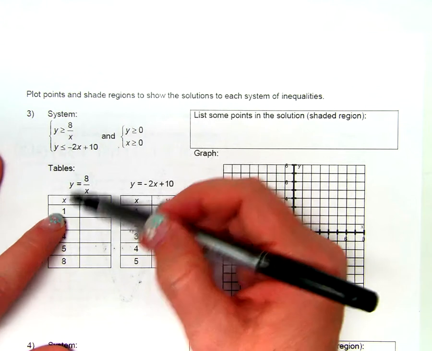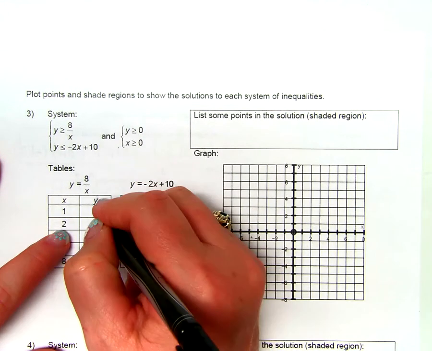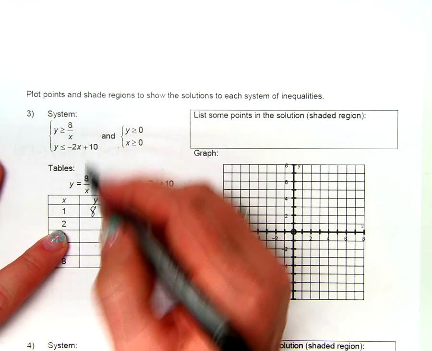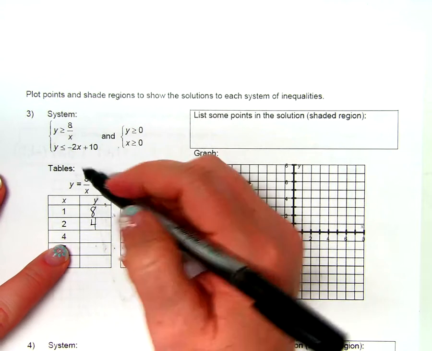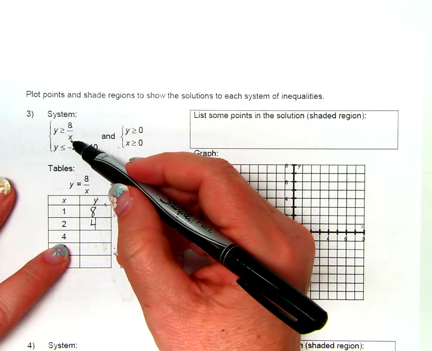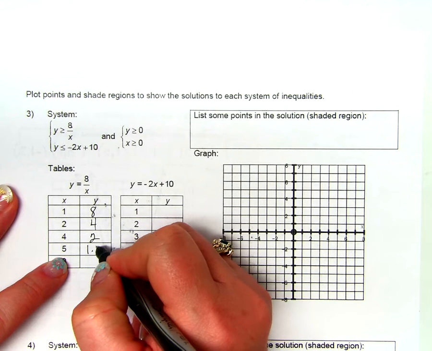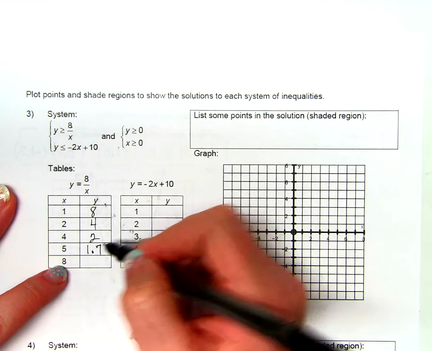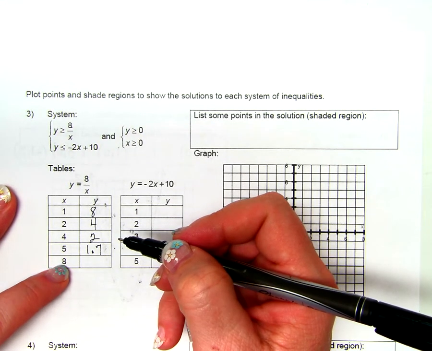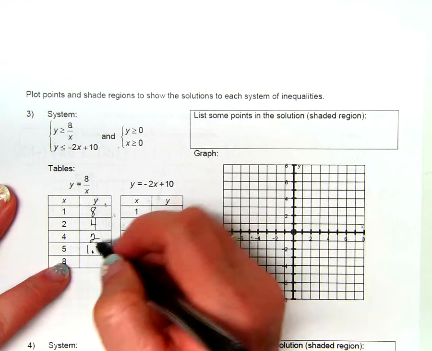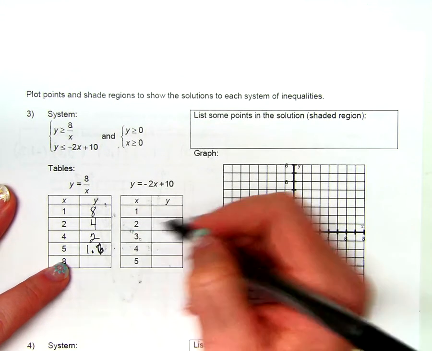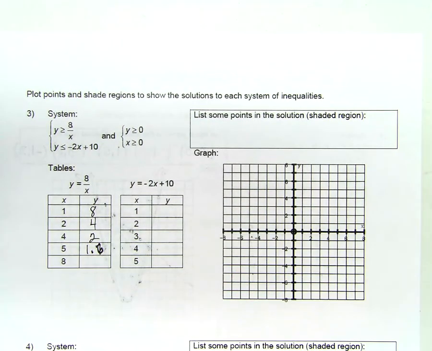When x is 1, y is 8. When x is 2, y is 4. When x is 4, y is 2. When x is 5, 1.7? Okay, well, we'll go with that. I'm okay with that. What about when x is 8?